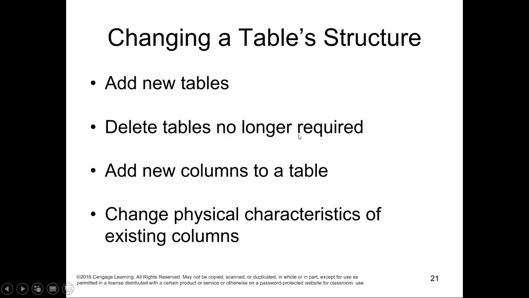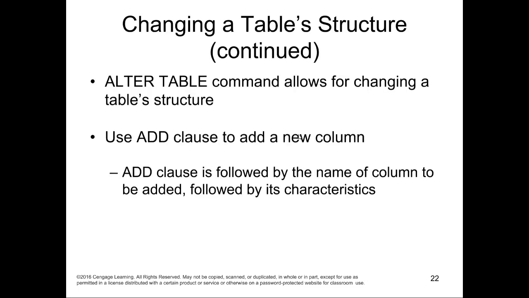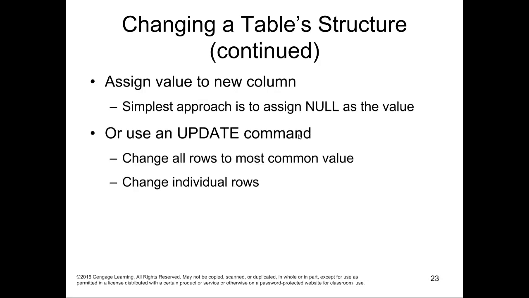We can change a table structure. We can add new tables. We can delete tables no longer required. We can add new columns to a table, and we can change physical characteristics of existing columns. To do that, we're going to use the alter table command, which allows for changing a table structure. We can use the add clause to add a new column. We can assign values to new columns. And we can also use an update command to change all rows to most common values. We can also change individual rows.